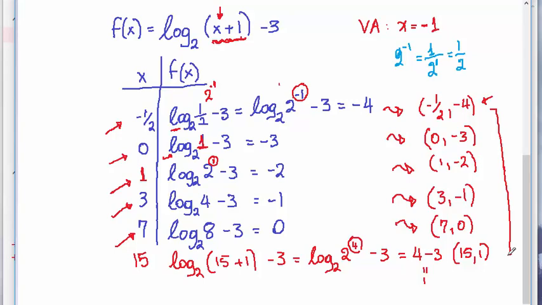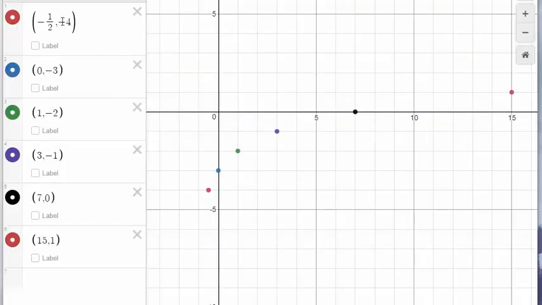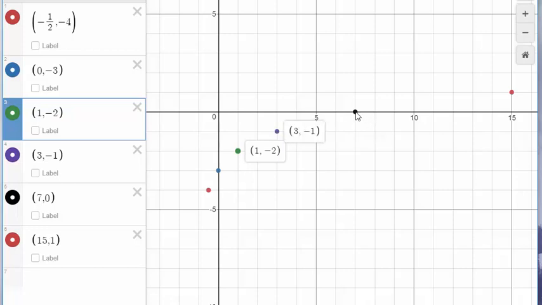So the next step is to graph all these points together on a graph. Let's do it. As you can see, I have graphed each one of those points on my graph. So 1 comma negative 2 is the point 1, negative 2. Then 3 comma negative 1, 7 comma 0, 15 comma 1, 0 comma negative 3, and negative 1/2 comma negative 4.